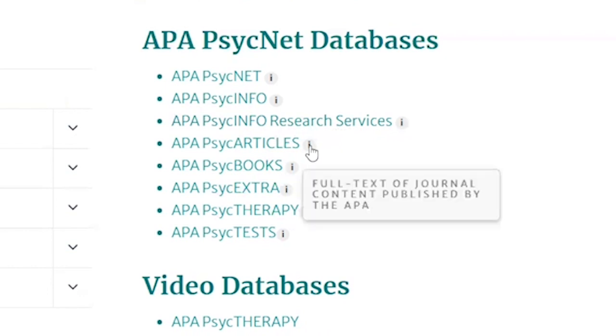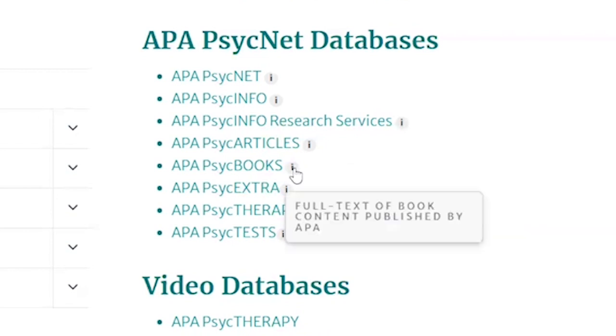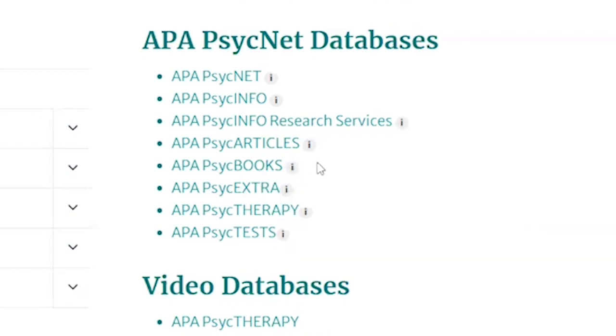APA PsycArticles, that's the full text of journal content published by the APA. This sliver of journals, I think it's over 100 now. Wow. PsycBooks has a couple thousand books in there, broken down by chapter. So you can get the full text there, classic books, psychological handbooks, things like that. It's all linked there in PsycBooks.